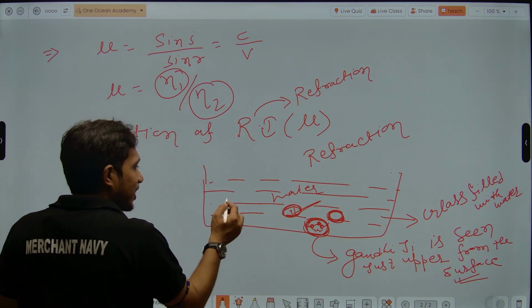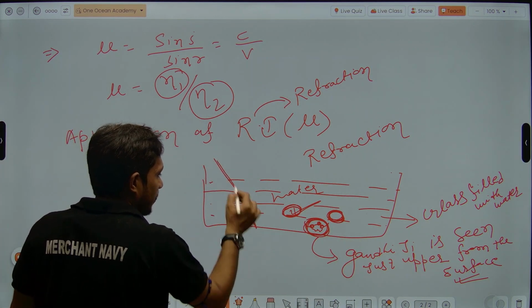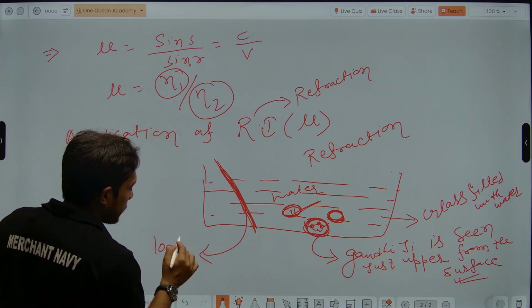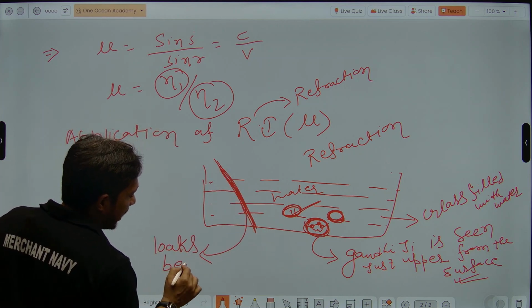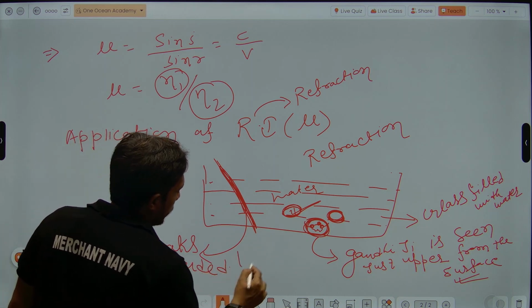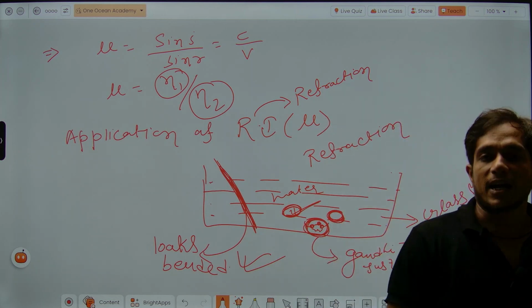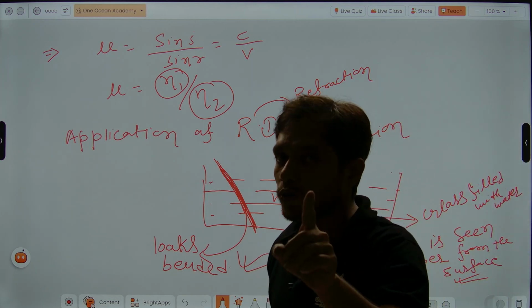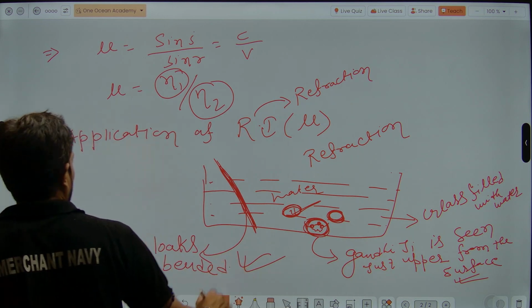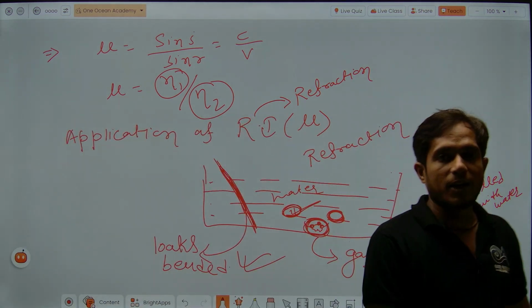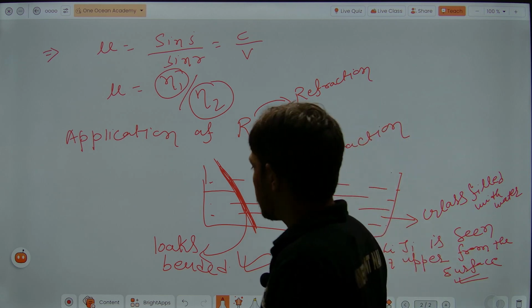Another example: suppose this is a pencil kept in water. It looks bent. Why does it look bent? Due to the refraction of light. So that is the application of refraction of light.